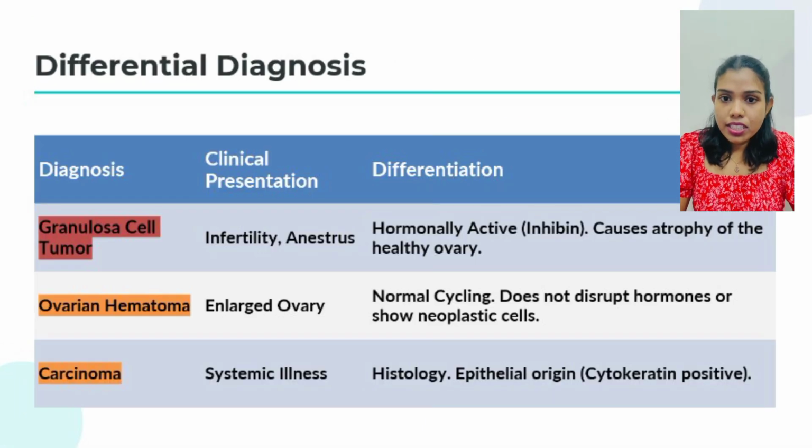When considering differential diagnosis for a multicystic ovary, we look at things like granulosa cell tumor, ovarian hematomas and ovarian carcinomas. But ovarian hematomas usually don't affect the animal's cyclicity and fertility, and ovarian carcinomas would be positive for pancytokeratin. So altogether, with the appearance of the ovary and the immunohistochemistry results, there is a clear diagnosis of the ovary being affected with an ovarian granulosa cell tumor.